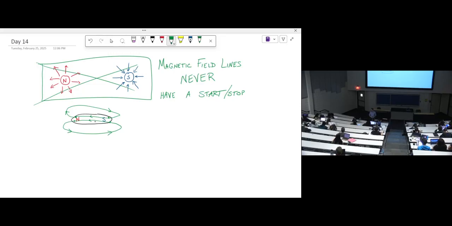Well, if magnetic fields don't have a start and stop, how do you get rid of them? Where do they come from, or where do they go? You blow really hard. I don't know. No, just kidding. Where do they go? That's a good question.